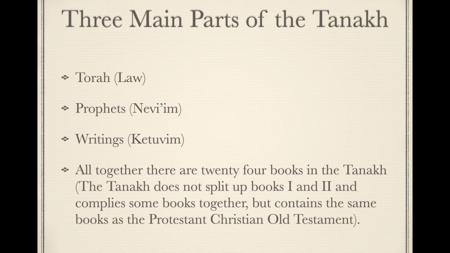So the three main parts of the Tanakh are the Torah, which is the law, the prophets, which is Nevi'im in Hebrew, and writings, which is Ketuvim in Hebrew. Altogether, there are 24 books in the Tanakh because the Tanakh does not split up books into two different books, like Chronicles 1 and 2, Samuel 1 and 2, and sometimes they compile books together, unlike the Protestant Christian Old Testament.